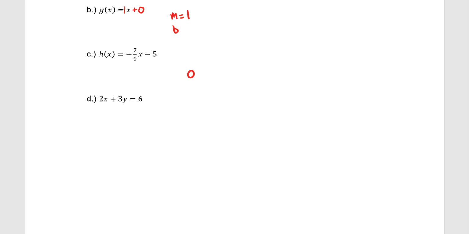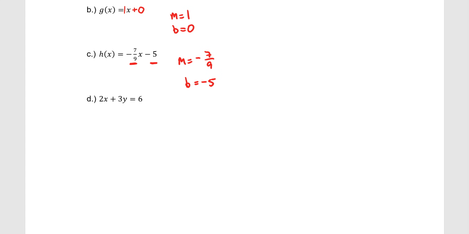And then for the next one, we have h of x is negative 7/9 x minus 5. Here's our m, here's our b. m is negative 7/9, and our y-intercept is negative 5. So just be careful, it is negative 5, not positive 5.